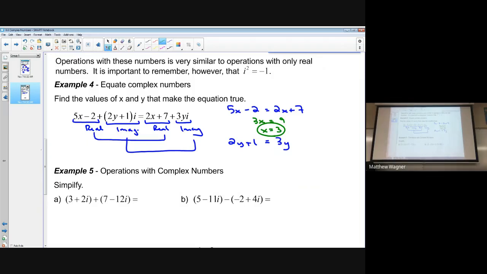And over here, we subtract 2y. We wind up with y is 1. Again, if you want to make sure or equate two complex numbers, you need to make sure the real components are the same, and you need to make sure the imaginary components are the same.